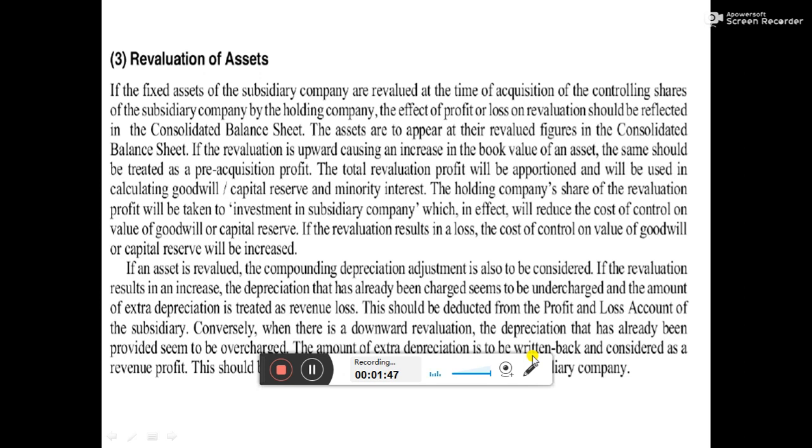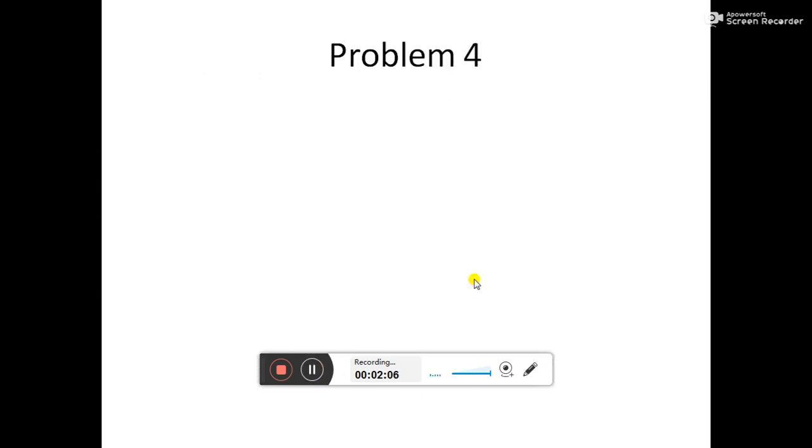So what will be the treatment of this revaluation profit or revaluation loss while preparing the consolidated financial statement? And what will be the treatment of depreciation on this added revaluation profit or loss? That we have to see in this problem. So we'll start with problem number 4.